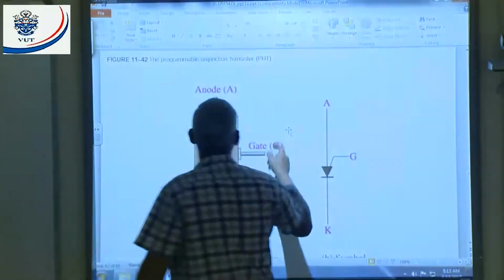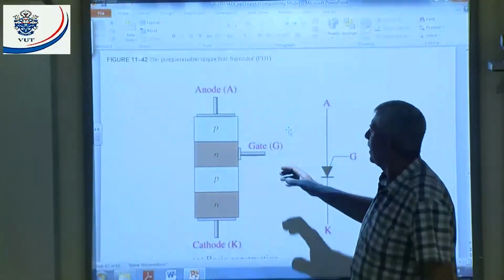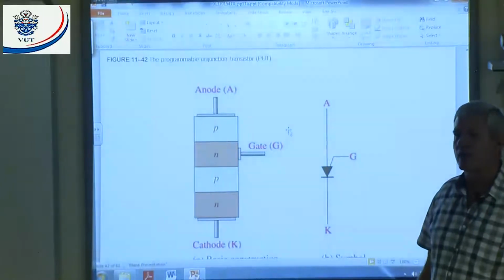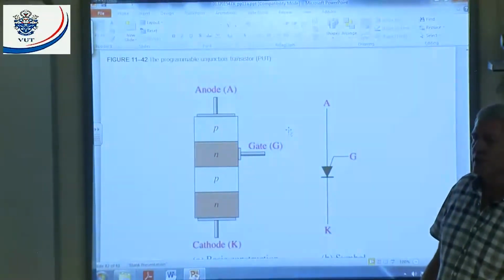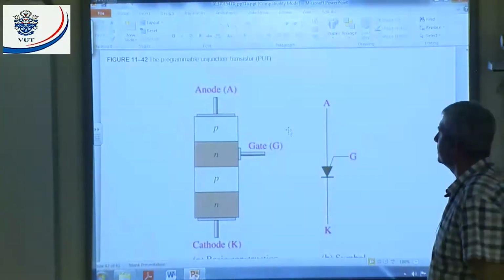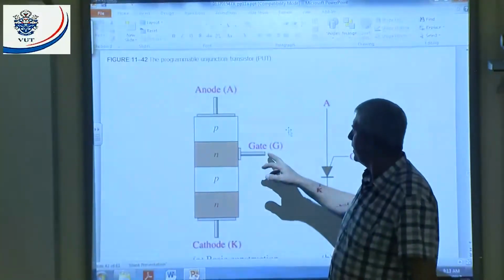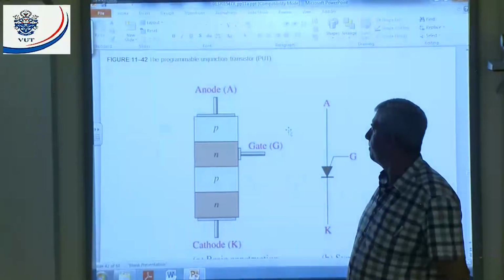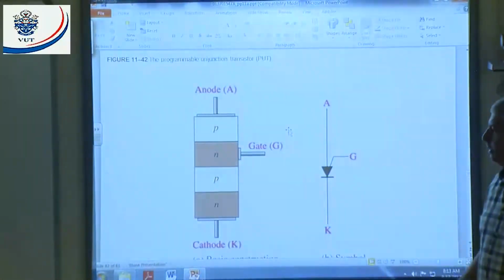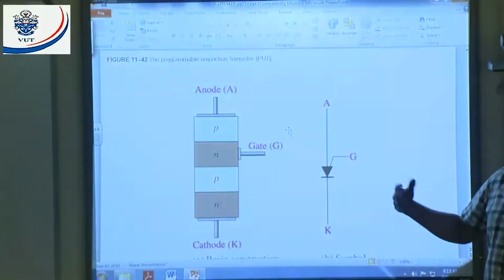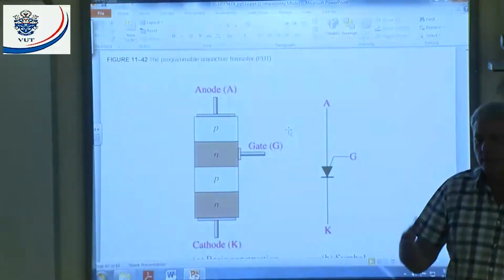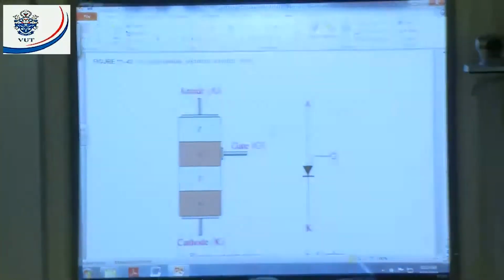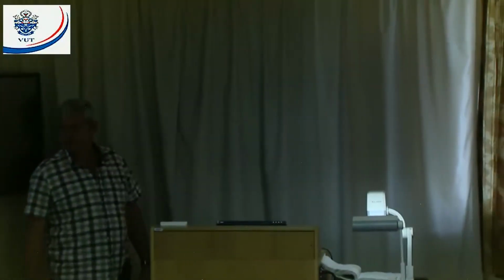That's why it's programmable. If I vary the gate voltage, I can vary the position where that thing will go into conduction. That's why they call it a programmable unijunction transistor. All right. If I increase that, my anode voltage must increase before the PUT goes into conduction. And there's the symbol. Now, why must I tell you that? Because we're going to use the PUT in that circuit. All right. Are there any questions?